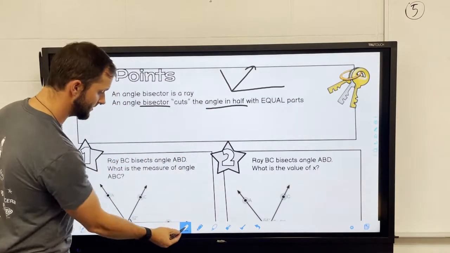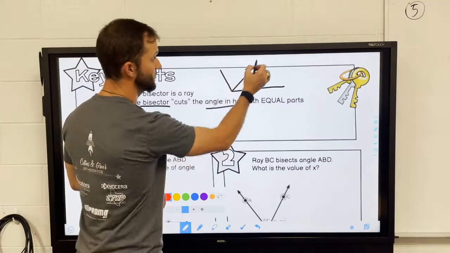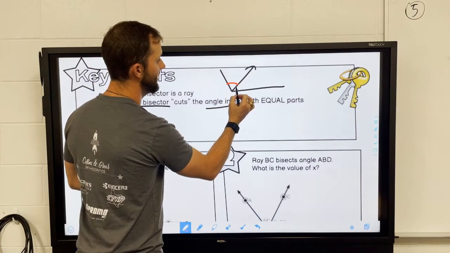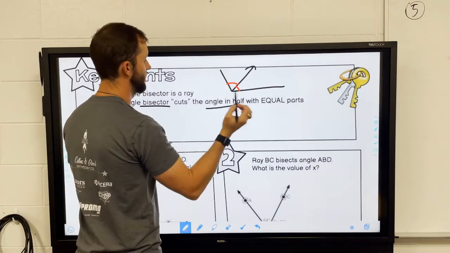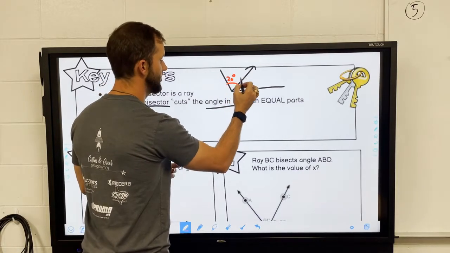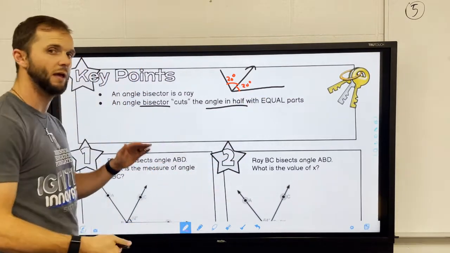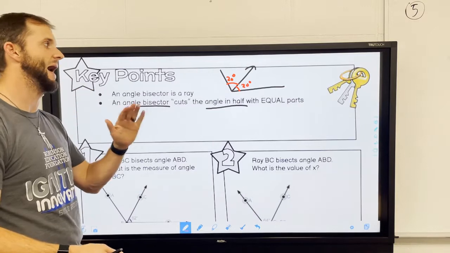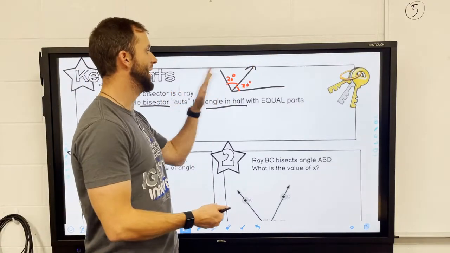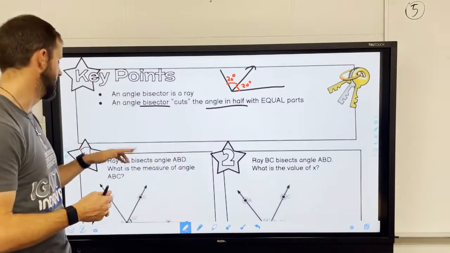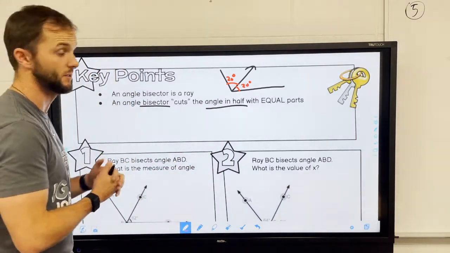So what that means is that if I cut this one in half, meaning bisect it, this angle is going to be equal to this angle. So for instance, if this was 20 degrees, then this is 20 degrees, which means the whole thing would be 40. So again, bisect means cut in half. It is a line that is cutting that angle into two equal parts. All right, so let's jump over to example number 1 and put this into use.